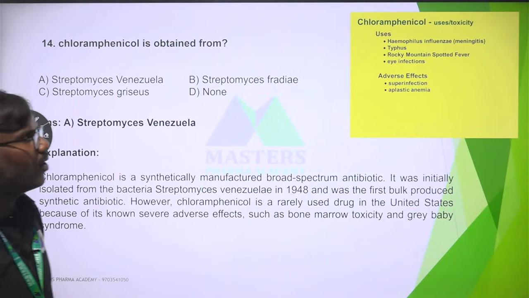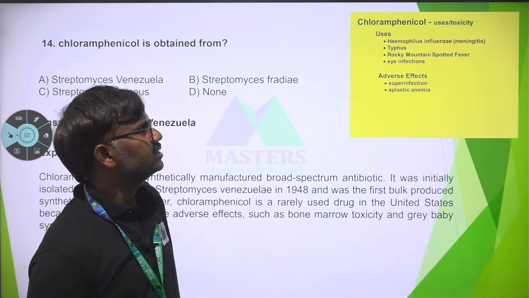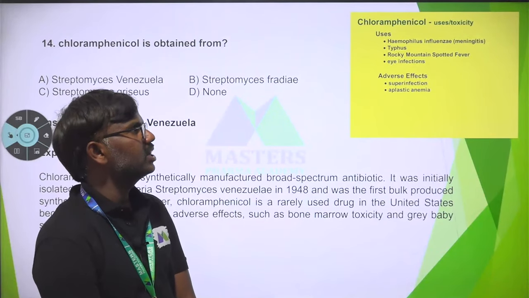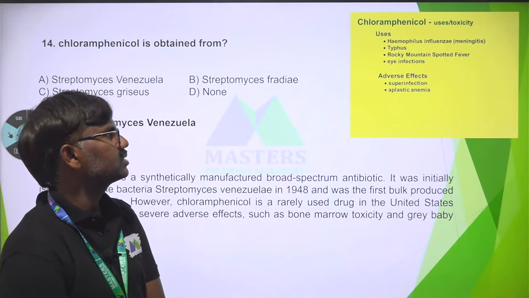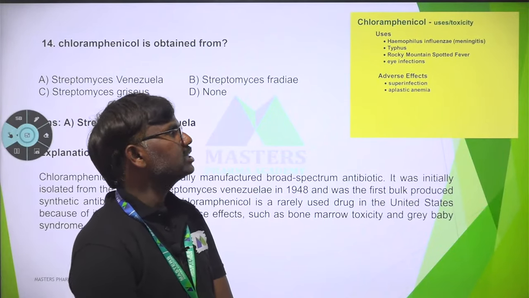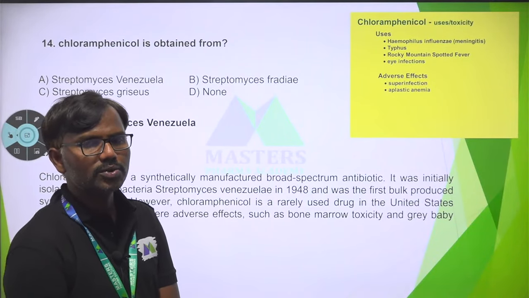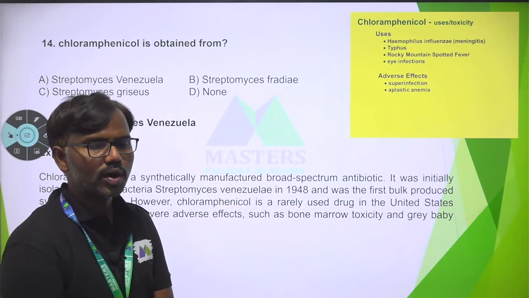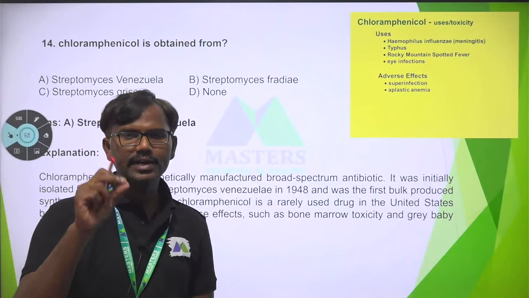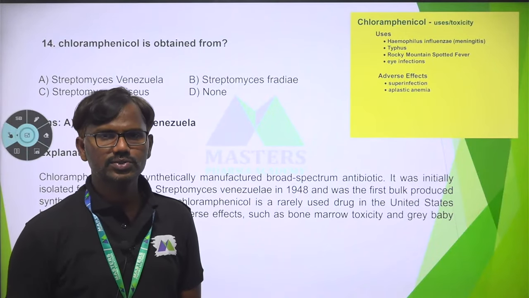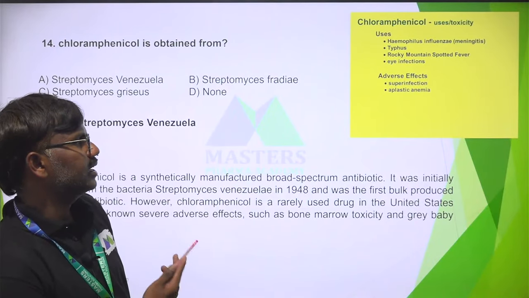Right, what are the important uses? Okay, it is used in Haemophilus influenzae infections, that is meningitis, and typhus. It's also used in typhoid, and Rocky Mountain spotted fever. This is very important: remember that the antibiotic used in Rocky Mountain spotted fever is chloramphenicol. Right, and then eye infections, chloramphenicol eye drops are used. Then the important side effects, as we discussed, BMT and gray baby syndrome.